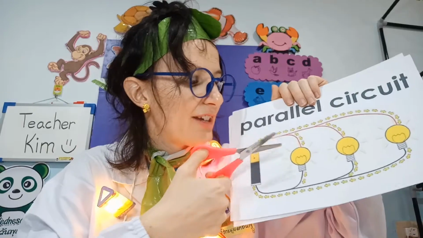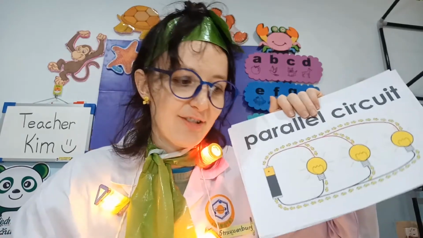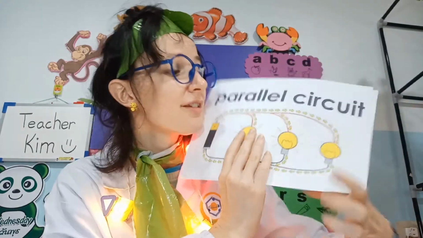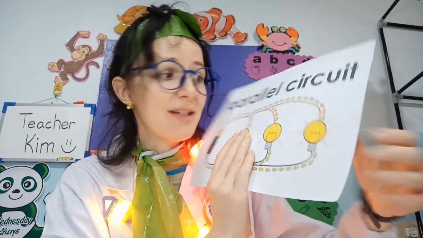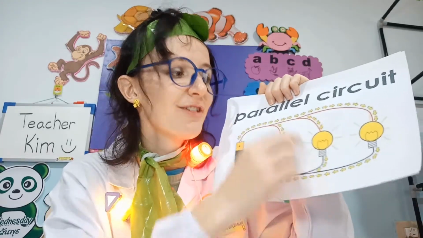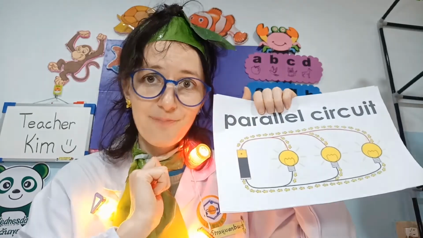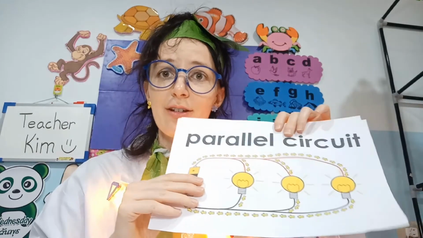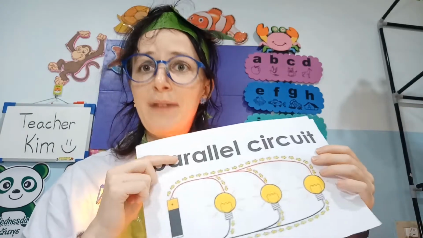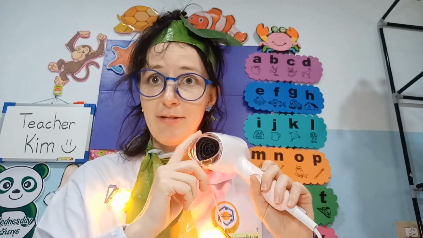What happens if I chop one of these loops and I create an electric break? Well, this light will no longer work, but the other lights can still work because they are not attached to this loop. The current can still flow to these other loops. Most appliances in our house run on a parallel circuit. My hair dryer runs on a parallel circuit.